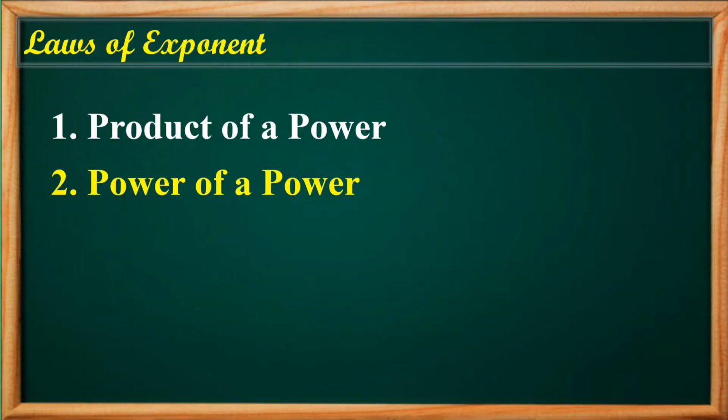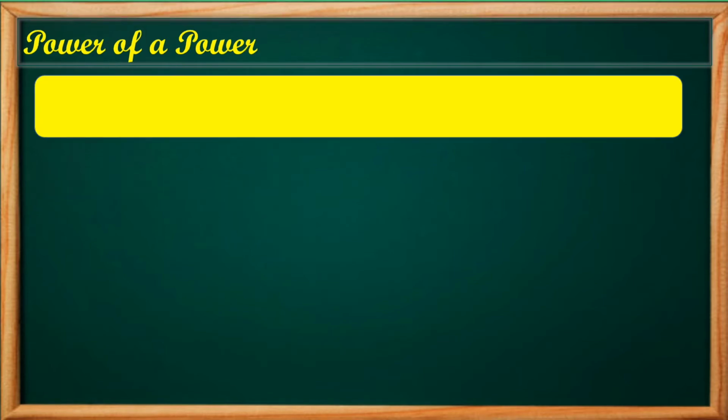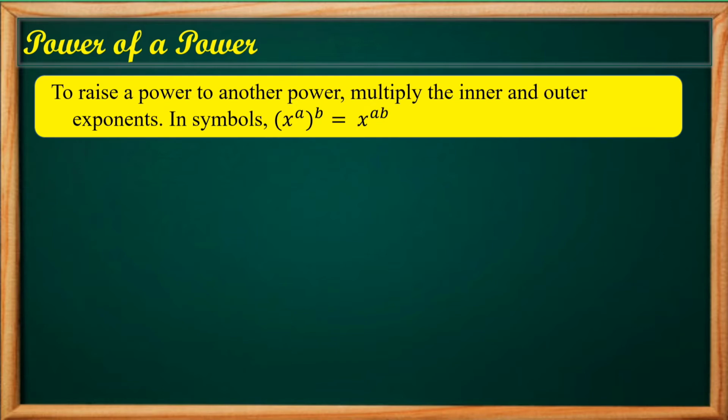Next, the second one is power of a power. Power of a power, the second law of exponent. To raise a power to another power, multiply the inner and outer exponents. In symbol, you will have this one. Try to observe that our base is x. Copy our base. Then what will happen to our exponent? The exponents on the inner part is multiplied to the outer part. Ibig sabihin, a times b, which becomes ab.